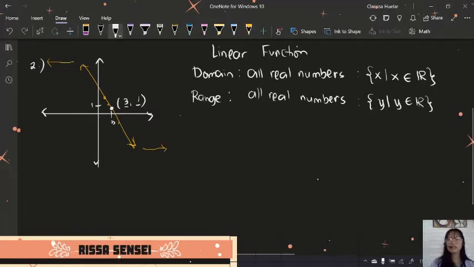So, we can also write the domain in terms of interval notation. So, ibig sabihin, kung dire-diretso pakaliwa, it heads to negative infinity. Kapag papuntang pakanan naman, dire-diretso, papunta naman positive infinity. Kasi when we say infinity, walang katapusan. So, hindi naman natin alam kung ano yung pinakamalaking number at pinakamaliit na number. Kaya, ang nilalagay na lang natin ay infinity.